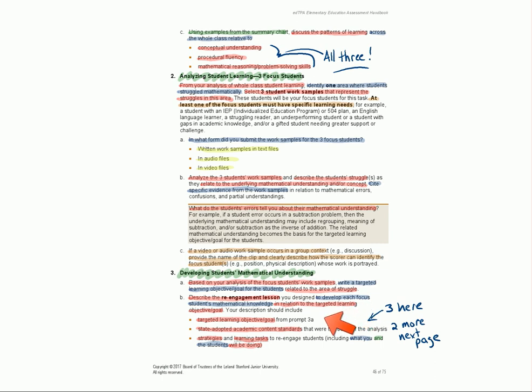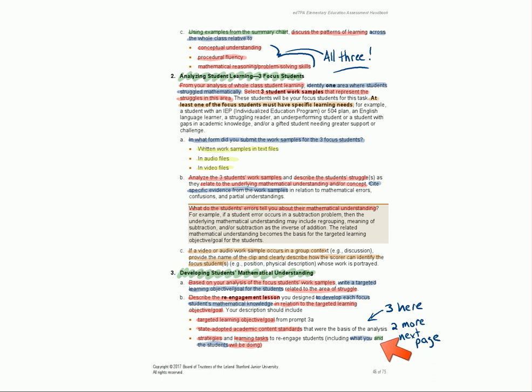The first 3, and there are 2 more on the next page, the first 3, you need to restate your targeted learning objective or goal somewhere in your description of your lesson plan. Next, you need to set out the state-adopted content standards that fit with this objective or goal. The third bullet point is the part you're probably most familiar with. This is actually what you're doing. So what strategies and learning tasks are going to be happening in this lesson.